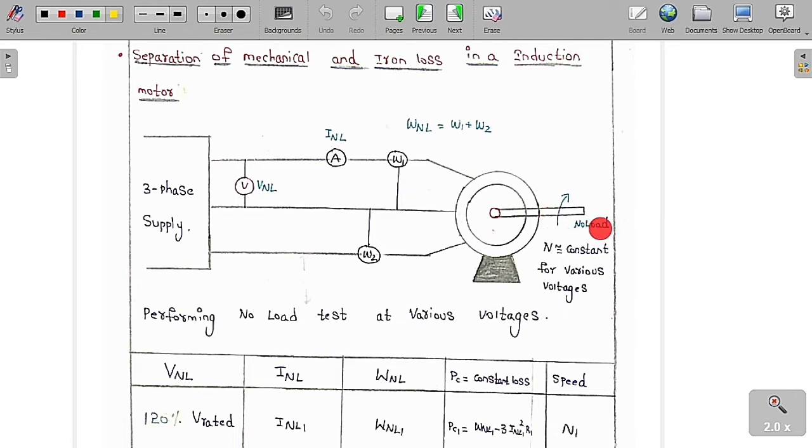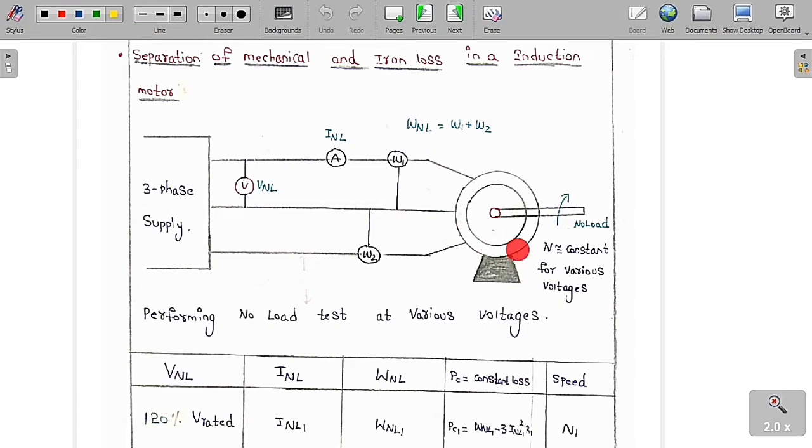I have already told you, as we are not doing any useful work, the output power should be equal to 0. Input is equal to output plus losses, and as output is equal to 0, input should be equal to losses. So what are the losses we are going to get? The losses are stator core loss, stator copper loss, rotor core loss, rotor copper loss and mechanical losses. As you can see clearly, the rotor core loss is neglected.